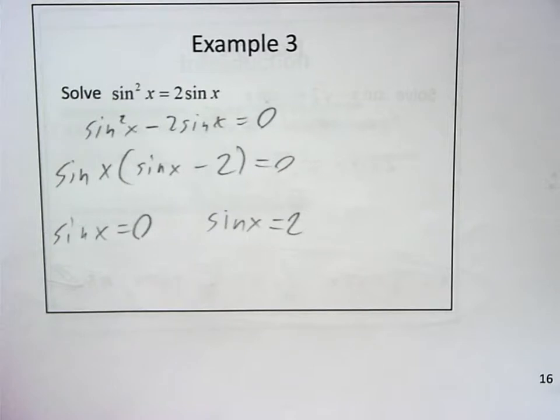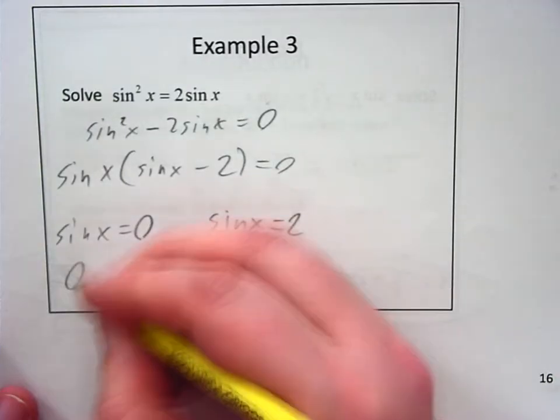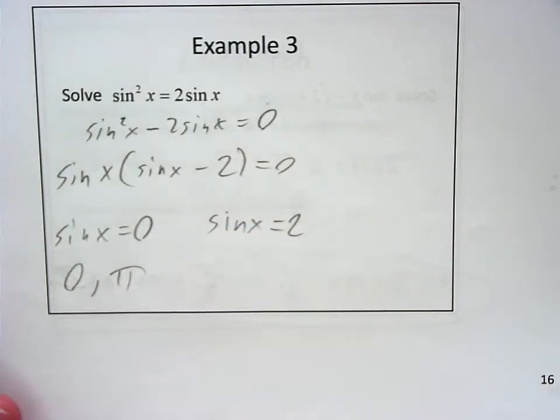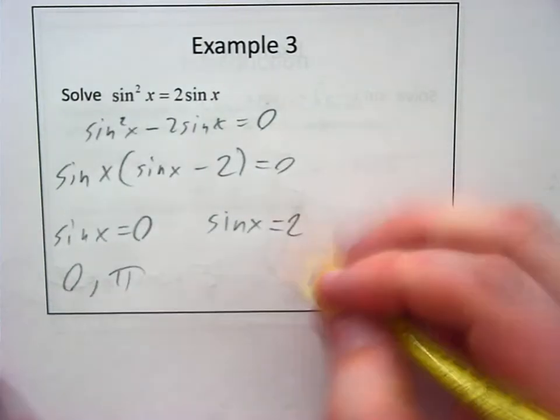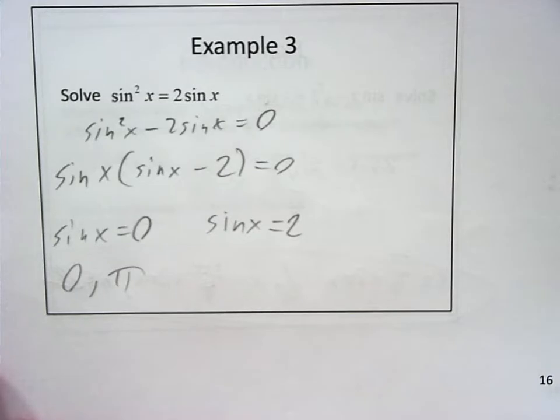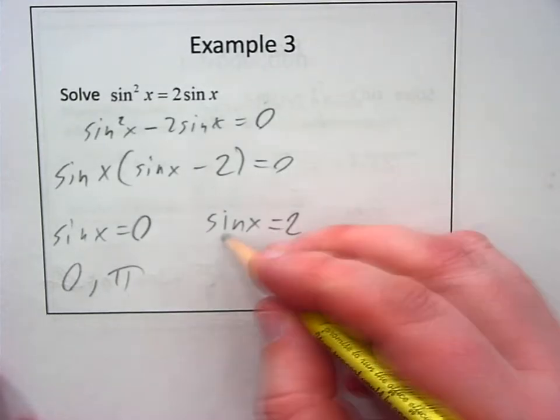Pi over 2? Yeah, 2 pi and pi, or if you like, 0 and pi. Right? When is sine of x 2? Never. If you did inverse sine of anything bigger or smaller than -1 or +1, what happens? Error, because that sine wave stays between -1 and 1. So this one has no solution.